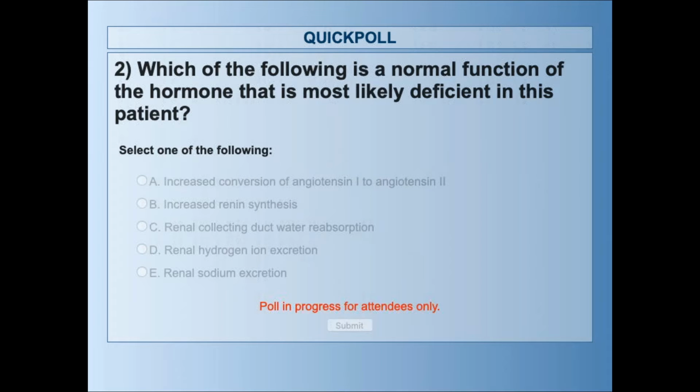I see some responses coming in. We'll give all of you a few more moments here. All right, the responses are coming in. We'll give you a few more seconds. Looks like it's going to be close. All right, let's see what you selected.